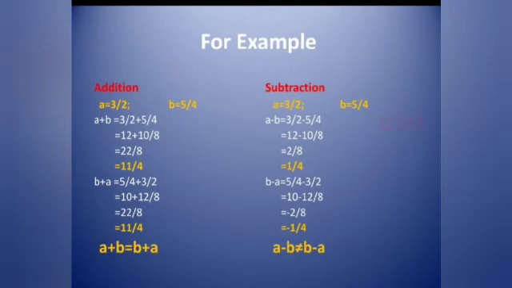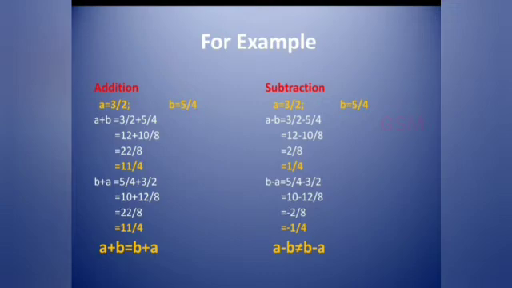Subtraction. So a is equal to 3 by 2 and b is equal to 5 by 4. Subtract, so a minus b. So 3 by 2 minus 5 by 4. So 3 4s are 12 and minus 2 5s are 10. Denominator 2 4s are 8. 12 minus 10, that is 2 by 8. Simplified, it is 1 by 4.